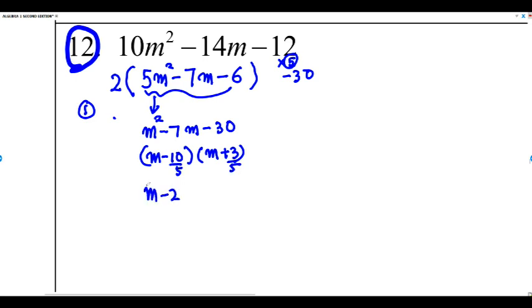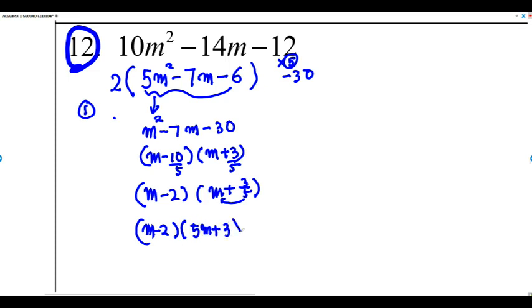But this one can be simplified, okay? m minus 2, m plus 3 over 5. But a factor cannot have a fractional number in this case, okay? So this one, multiply the 5 to the m, okay? So you got this one: m minus 2, 5m plus 3. You can solve it this way too. But I don't know which one is better for you.